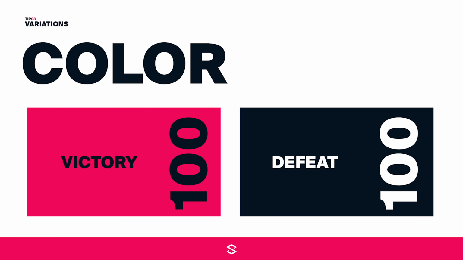Color being another driving force for variety, where you can use it to describe something. For example, you can use red to symbolize victory, and then you can use black to symbolize defeat. That way, every time your viewer actually looks at the composition, they already know what they're going to be looking at. You can also even have multiple colors in a brand guideline to use for special occasions.